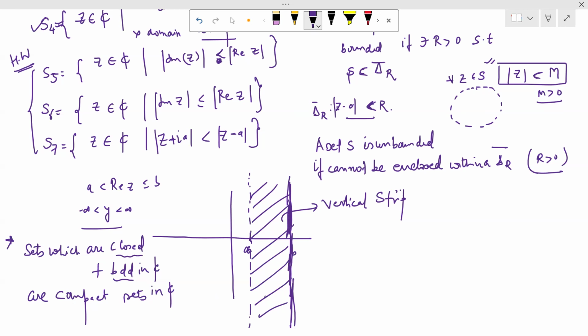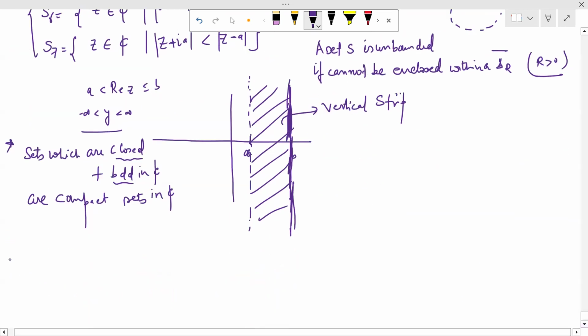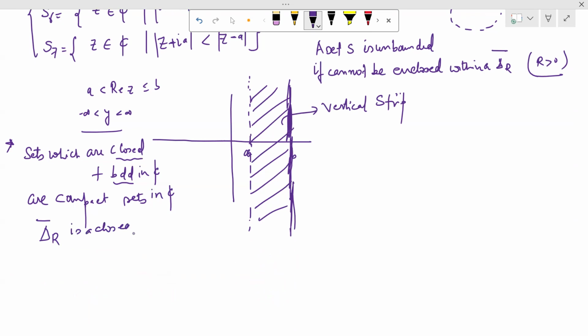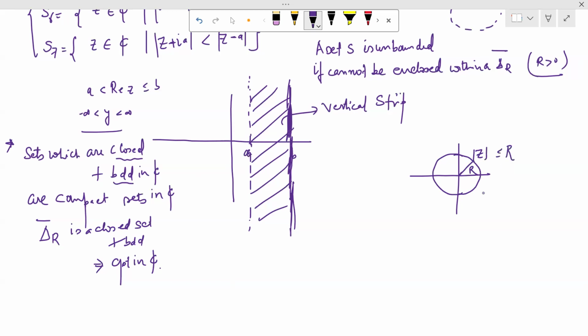Yes, sir. Okay. So for example, a closed disk is a compact set. Is that fine? Because it is bounded also. Sorry, it is a closed plus bounded set. So therefore, it is a compact set in C. Is that clear? A closed disk. See, a closed disk is closed in the sense that it contains all its limit points. So the closed disk, that is mod z less than or equal to R, is a closed set in the sense that it contains all its limit points and it is bounded also. So therefore, this set is a compact set in C.